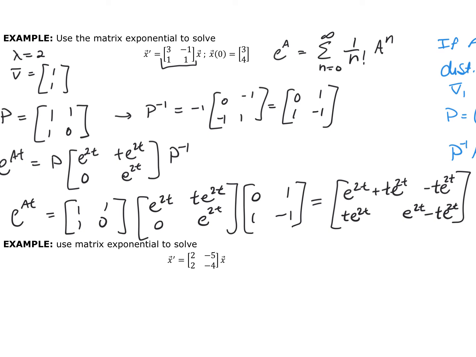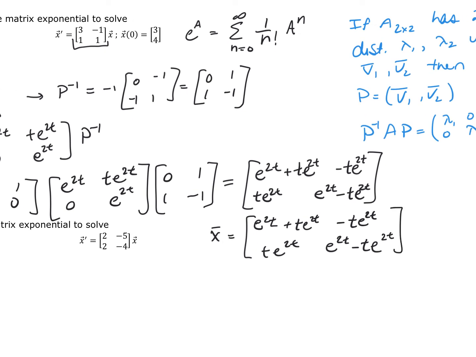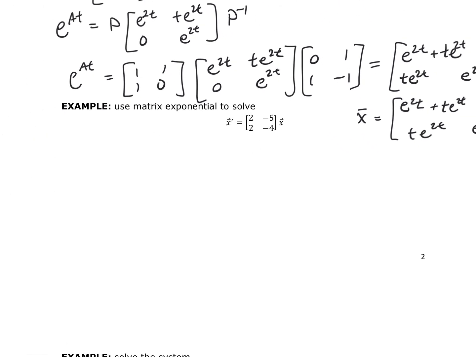So then the matrix x has to be equal to e to the 2t plus te to the 2t, minus te to the 2t, te to the 2t, e to the 2t minus te to the 2t, multiplied by the 3 and 4. And then from there, I can get the general solution, replacing 3, 4 with C1, C2. And then that's it for that one. Let's take a look at this next example here.